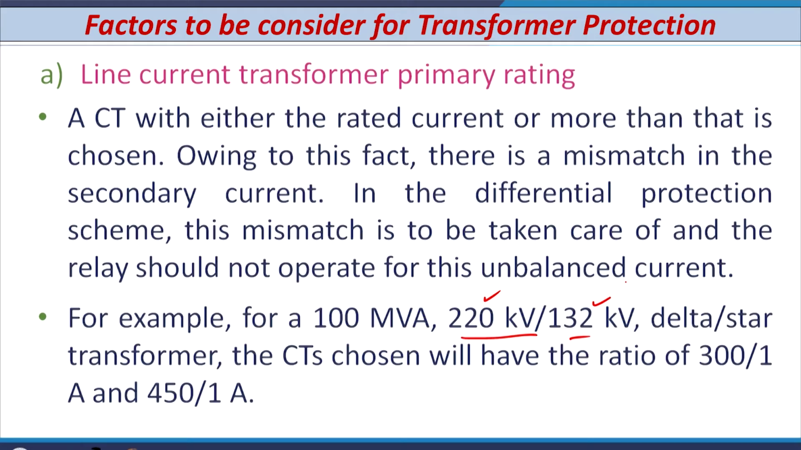So, whatever CT ratio I have to select on the 220 kV side and the 132 kV side, both are entirely different. For example, for the 220 kV side, we have to consider a CT ratio of 300 by 1 ampere, and for the CT located on the 132 kV side, the CT ratio I have to consider is 450 by 1 ampere. So, you can see the primary rating of CT1 and CT2 on each side of the transformer is entirely different. However, the secondary rating is always the same, either 1 ampere or 5 ampere.